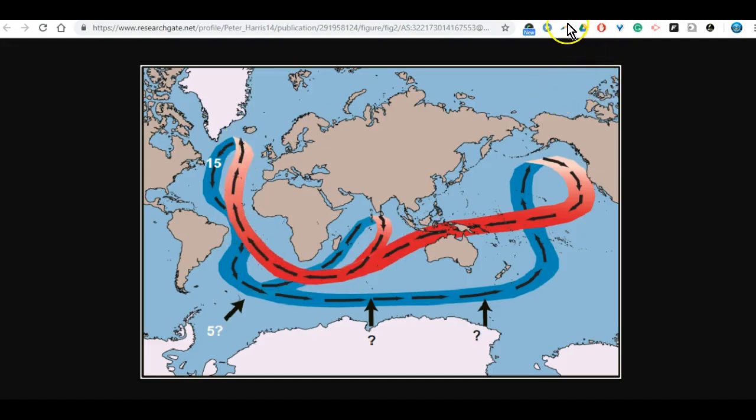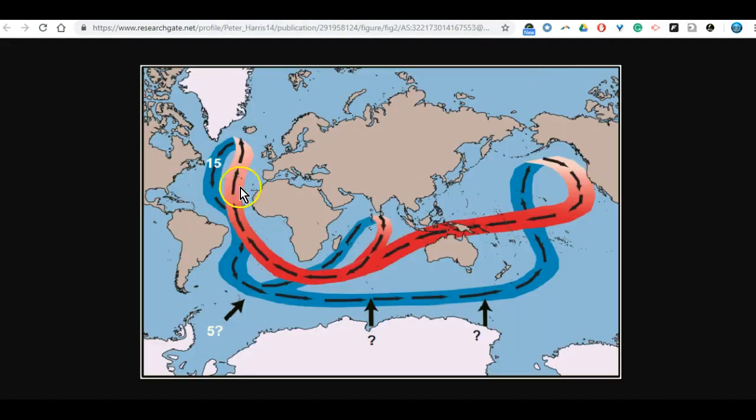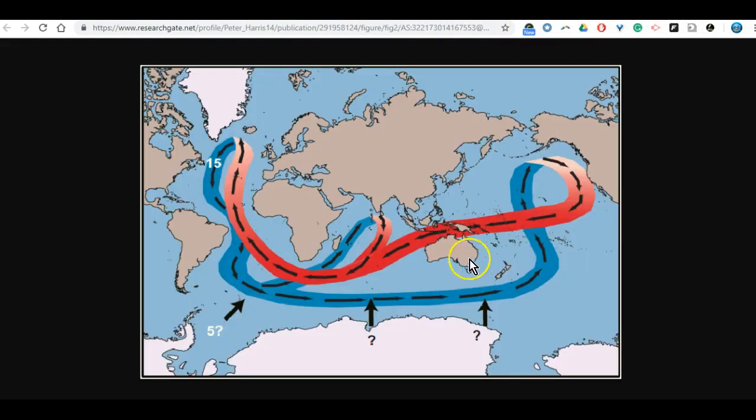Once it gets to the poles, it starts to cool down and become more dense. And it will sink underneath the warm water, which is kind of what's happening here. It cools down and sinks underneath the warm water and will travel on the bottom of the ocean until at some point it reaches the equator again, warms up, and then does the cycle all over again.